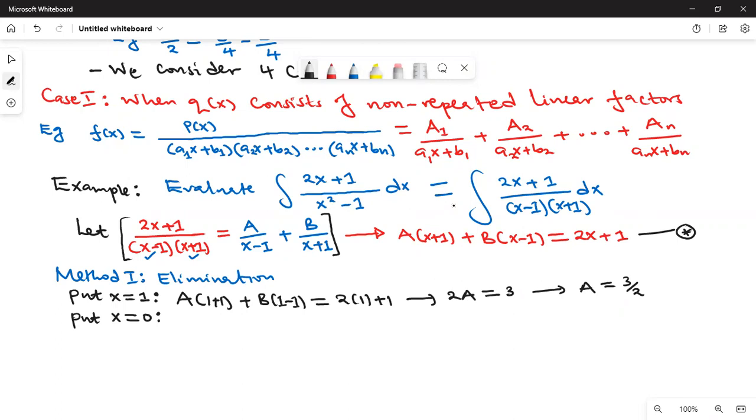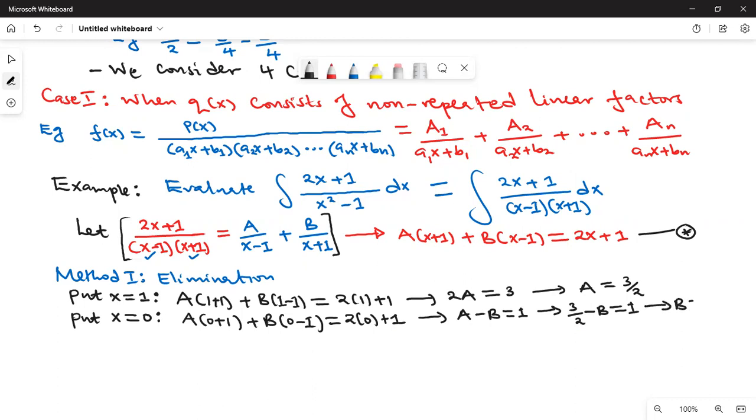With x as 0, we'll now have a times 0 plus 1, plus b times 0 minus 1, is equal to 2 times 0 plus 1. When you work it out, you realize that we have a minus b is equal to 1. But you know a is equal to 3 over 2. So I'll write 3 over 2 minus b is equal to 1. And so you can make b the subject from here. What will it give us? 3 over 2 minus 1, which is 1 over 2. So b will give you 1 over 2.